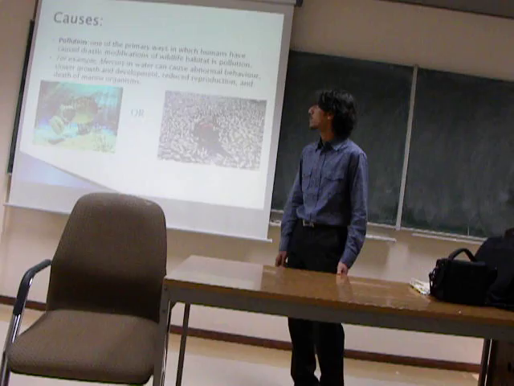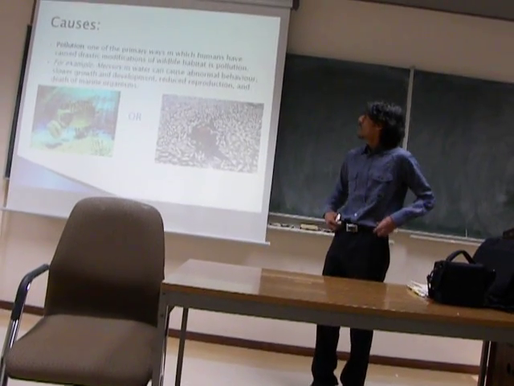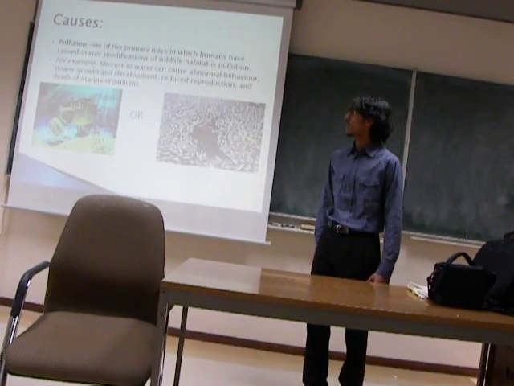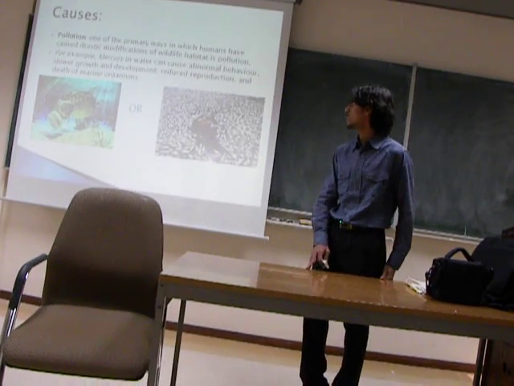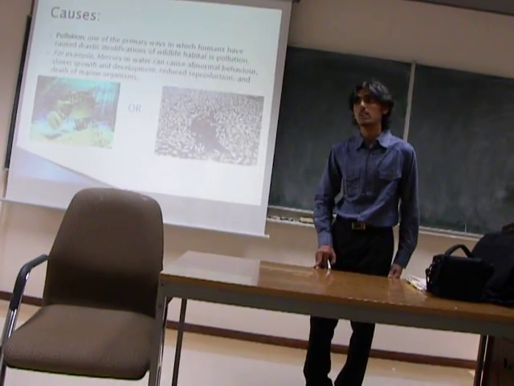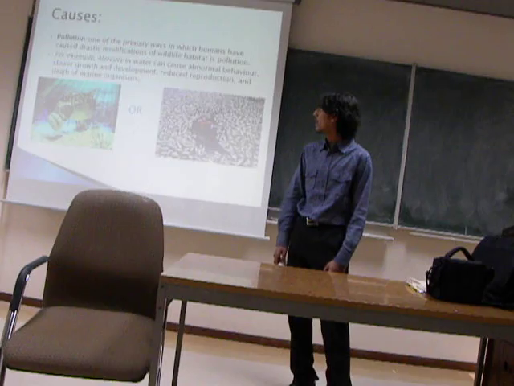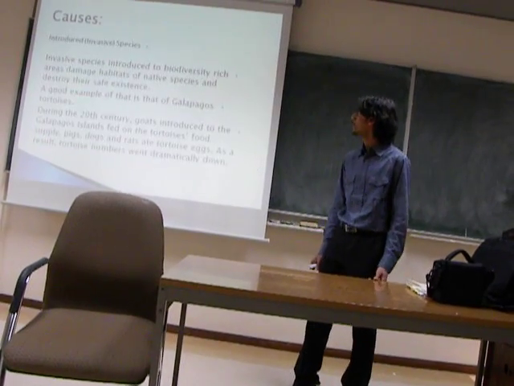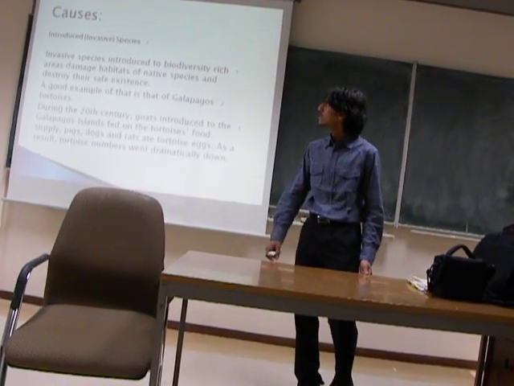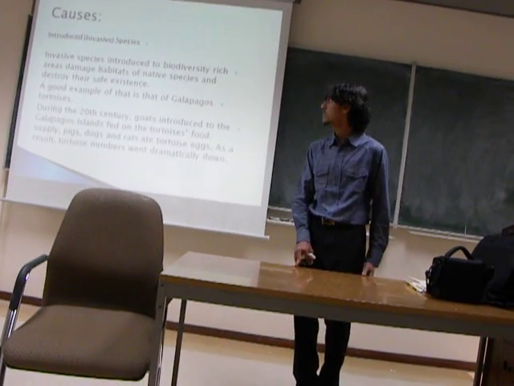Another cause is pollution. One of the primary ways that humans have caused drastic modification in wildlife is pollution. For example, mercury in water can cause abnormal behavior, death of marine organisms. Last cause is introduced invasive species.